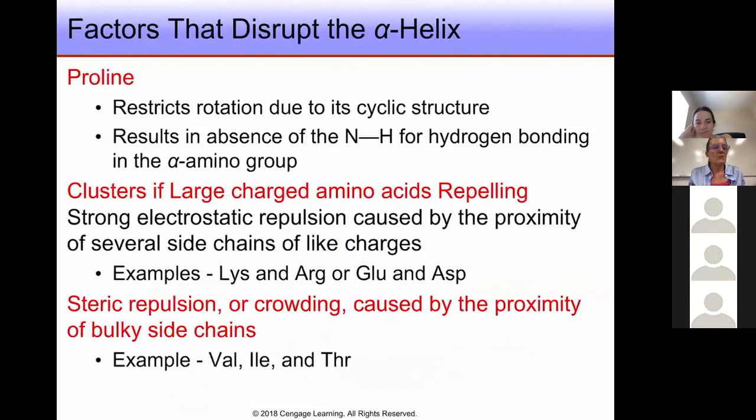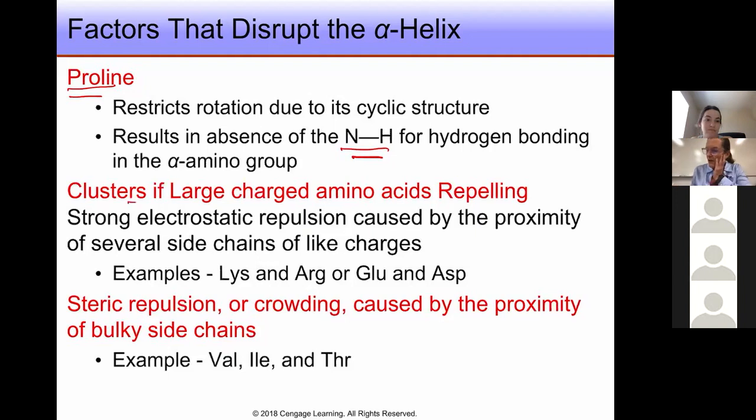Okay, there are things that can disrupt an alpha helix. A proline, because it's got that ring in the backbone and it doesn't have the NH. Remember we went over, it doesn't have that H on the peptide bond. It's not available for hydrogen bonding. So prolines disrupt alpha helices. It's pretty rare to find a proline in a helix. And if you do see one, then the helix often has a little bit of a bend in it.